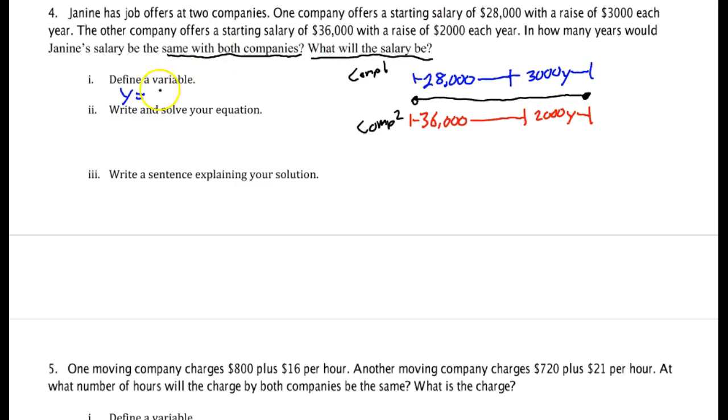So Y is going to be how many years? Years until salary is the same, or same salary.